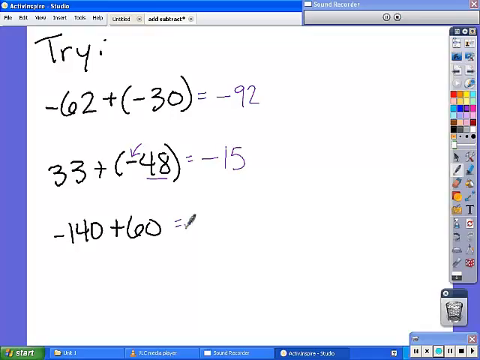Negative 140 plus 60. Again, 140 is bigger than 60. Take the sign. We have a negative. Remember, we're not looking at them as the true negative 140 versus 60. We're looking at the absolute values. And 140 minus 60 is going to give you negative 80. Remember, if you got any of those wrong, make sure you raise your hand and ask for help.